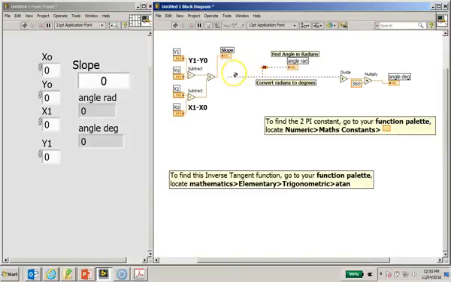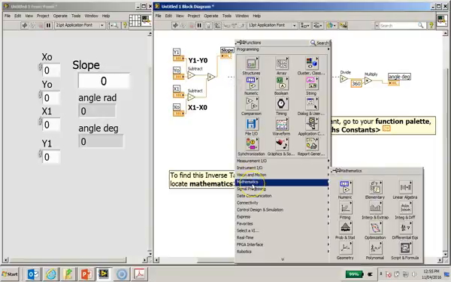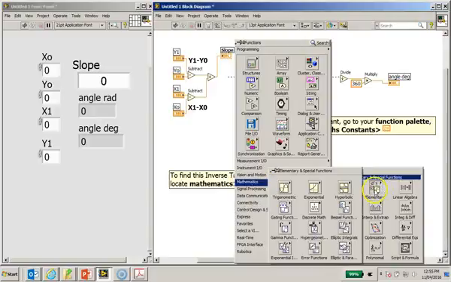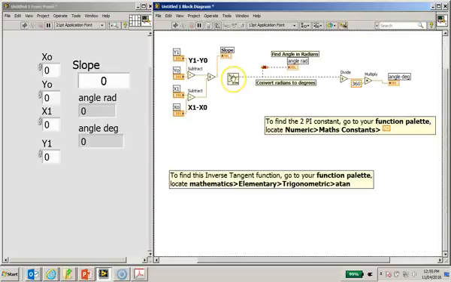Now, I will need to locate the missing function here, which is called the inverse tangent function, which is missing in this block here. So what I do is that I right-click on my function palette. I will navigate to the mathematical function, move on to elementary, the function is located under trigonometry over here. And it is under this function node called inverse tangent or arctangent. So I'm going to click and drop it here.